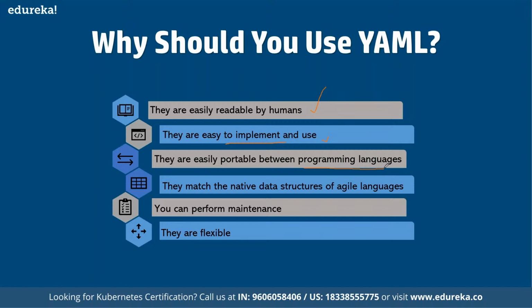To transfer the data from one server to another server, data can be converted from a programming language into YAML and transferred to another server where the YAML code is converted into a programming language. They match the native data structure of agile languages. And maintaining YAML code is very easy and it is very flexible to use. And if I go to the next slide, now how does a YAML file look like?